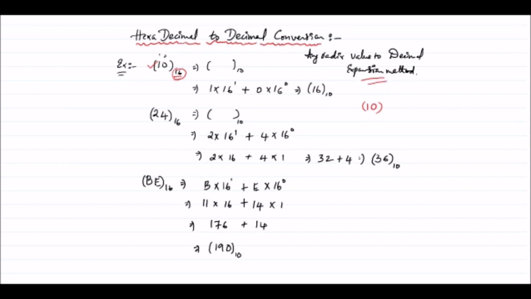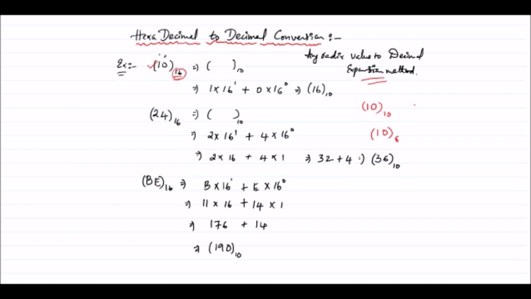If there is a base value 16, that means it is a hexa value. If I write only the number 10 and haven't given any base value, then you need to consider it as a decimal value. If I have given the same 10 value with base 8, then it is an octal number.